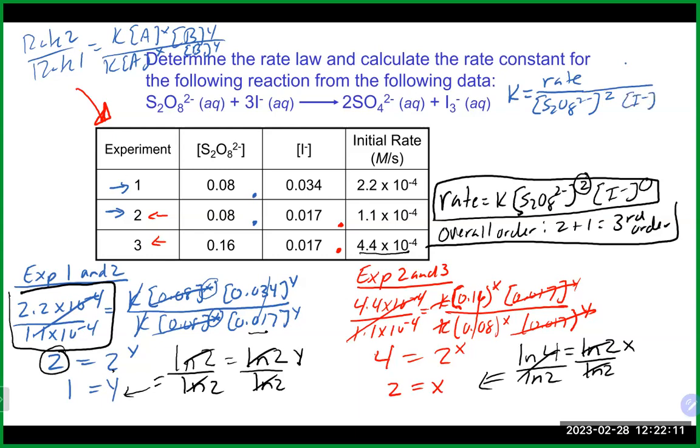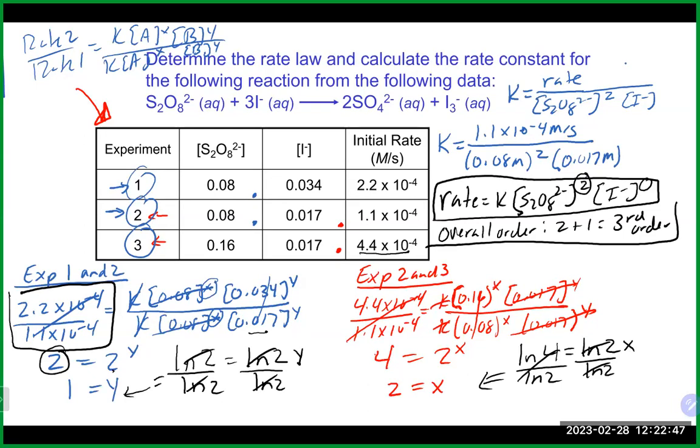So once again, you could choose any one of these entries in the table to solve for k. I'm just going to choose, why not, number 2 for fun. We'll put number 2 in there. So k would equal 1.1 times 10 to the minus 4 molar per second, divided by 0.08 molar, and that is going to be squared, and we're dividing it by 0.017 molar.